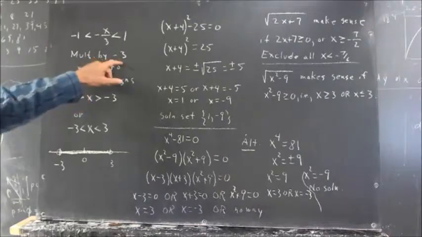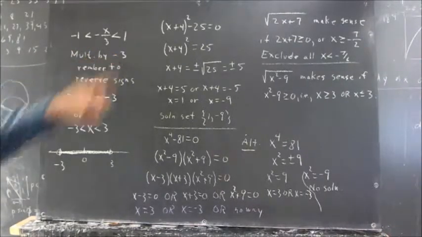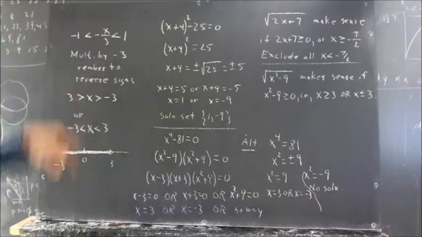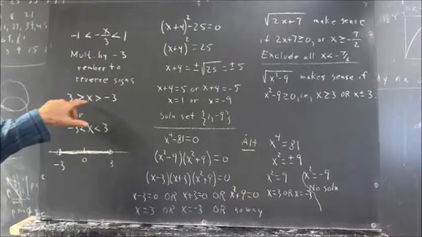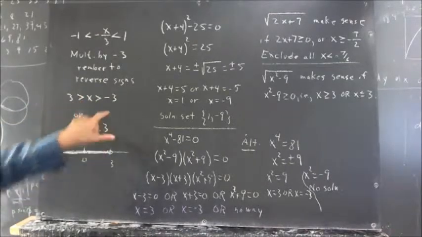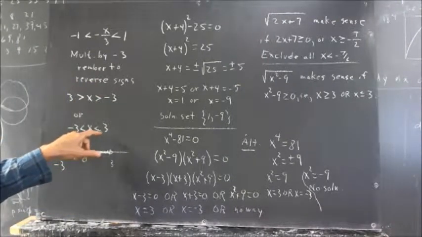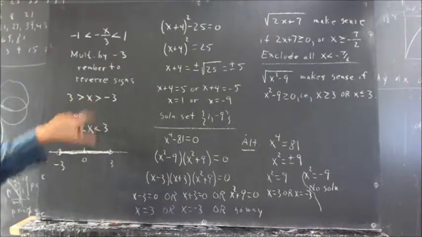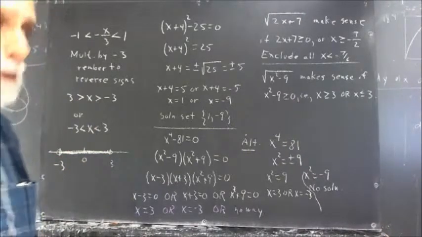So if we multiply by -3, and remember to reverse the sign since we're multiplying by a negative, and everybody seemed to be pretty good about remembering that, then we get 3 greater than x greater than -3. Now making the inequalities go this way, we flip everything. We get -3 less than x less than 3, same thing. And we graph the solution, so that's pretty straightforward.